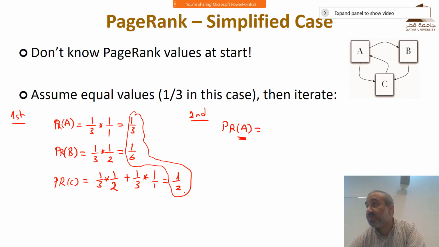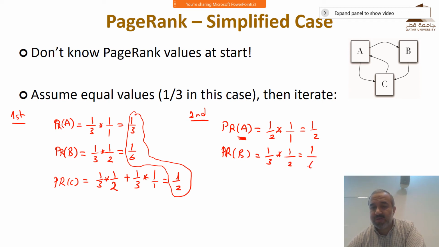Currently it is 1 over 2. Right? So it's 1 over 2 divided by the number of outlinks of C, which is 1, right? So it's like multiplied by 1 over 1, which is half. What is the PageRank of B? Of A, which is times, which is 2. So this will be 1 over 6.